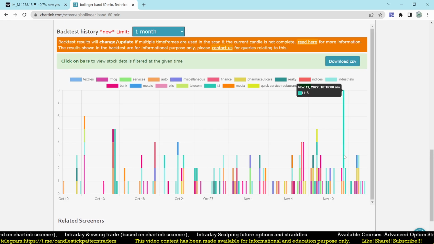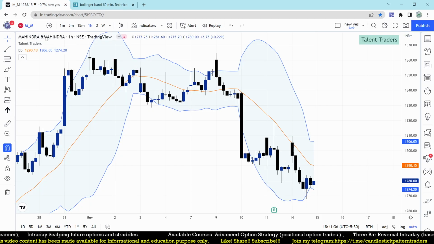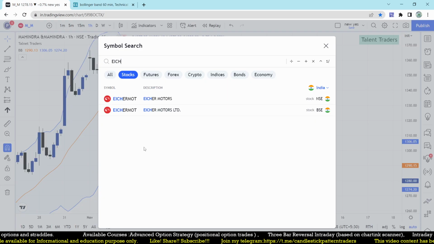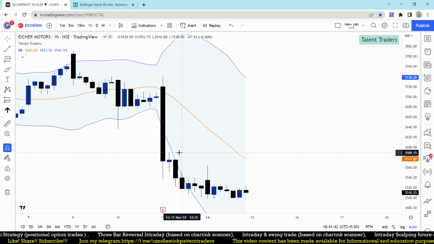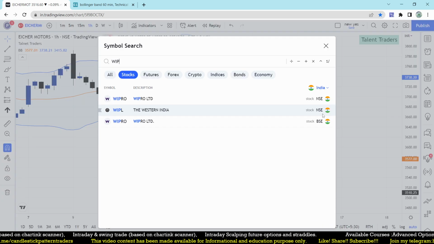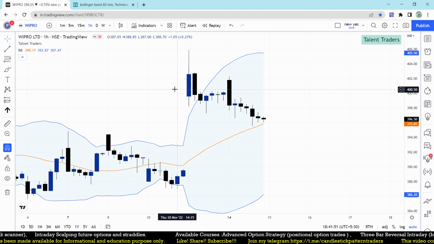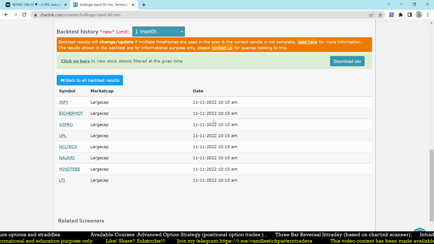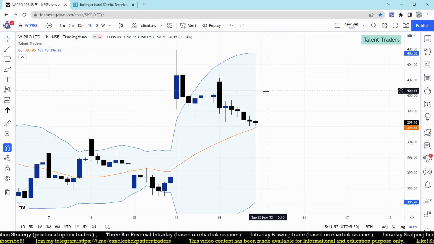Whatever stocks form here: iShare Motor, Wipro. Let me check 11-11, 10-15. iShare Motor was forming at the lowest level. Still it has not triggered the entry point. It is a spinning top kind of candle. And Wipro, let me check Wipro. It's about 11, 10:15, and this should be the highest level.